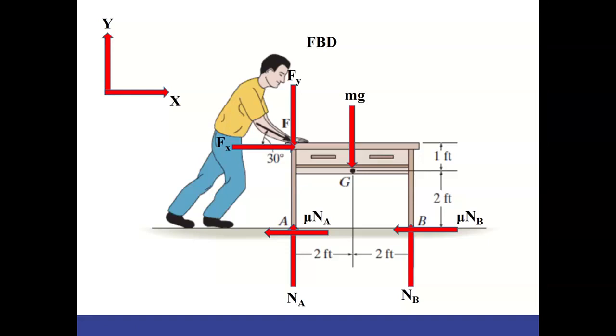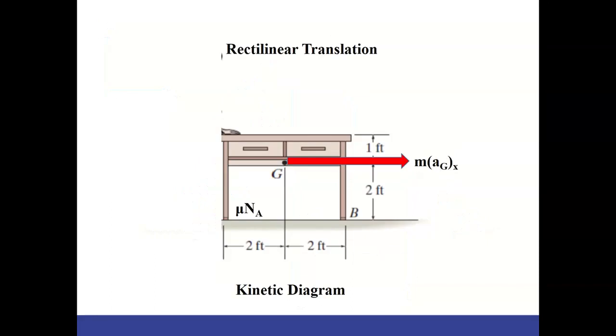Now, how does the kinetic diagram look? As a result of all these forces, the table will have only horizontal acceleration. So it's mass times the horizontal component of the acceleration. In this example, this is the total acceleration as well, because there is no acceleration of the table in the y direction. That means when the person pushes the table, it slides in the horizontal direction, it doesn't move up and down. And that's the kinetic diagram.